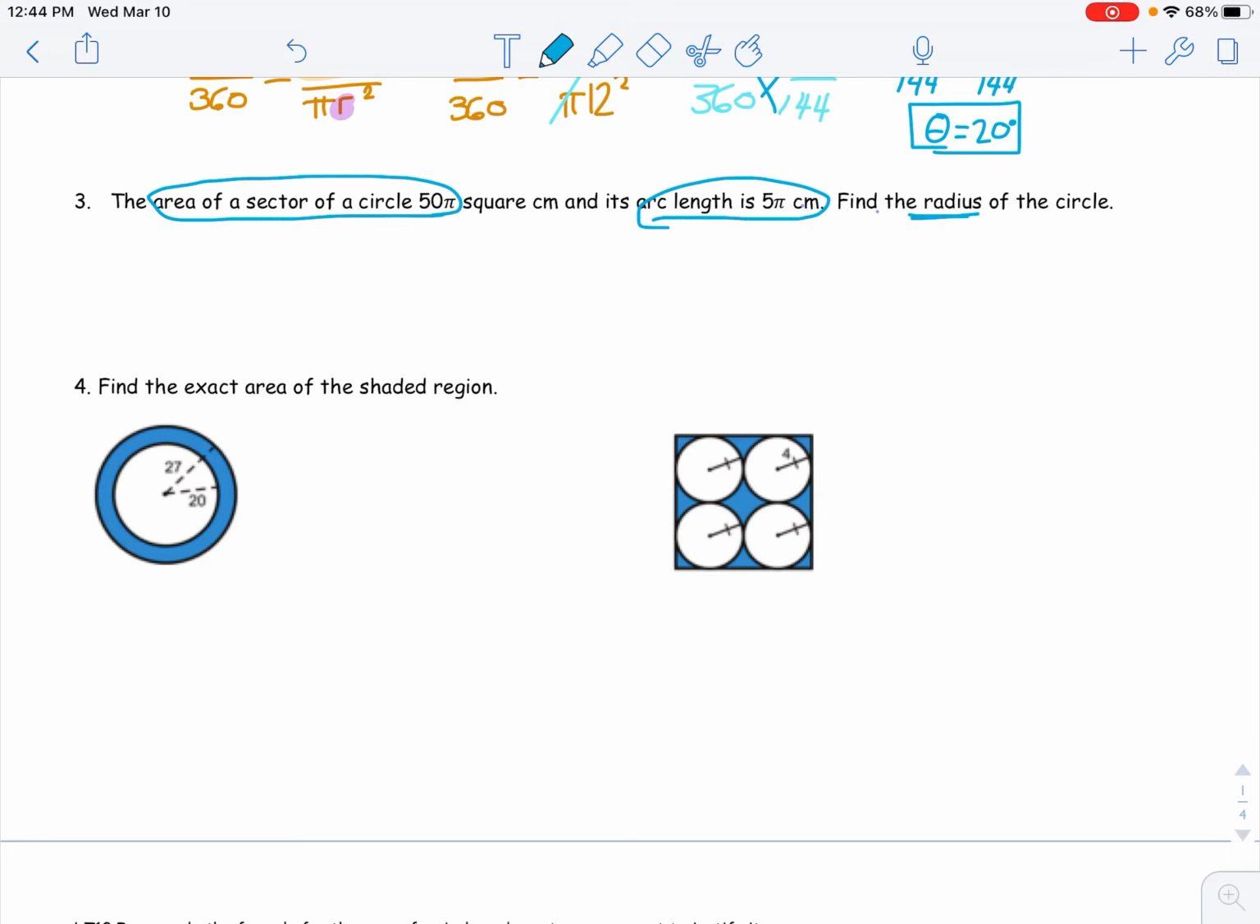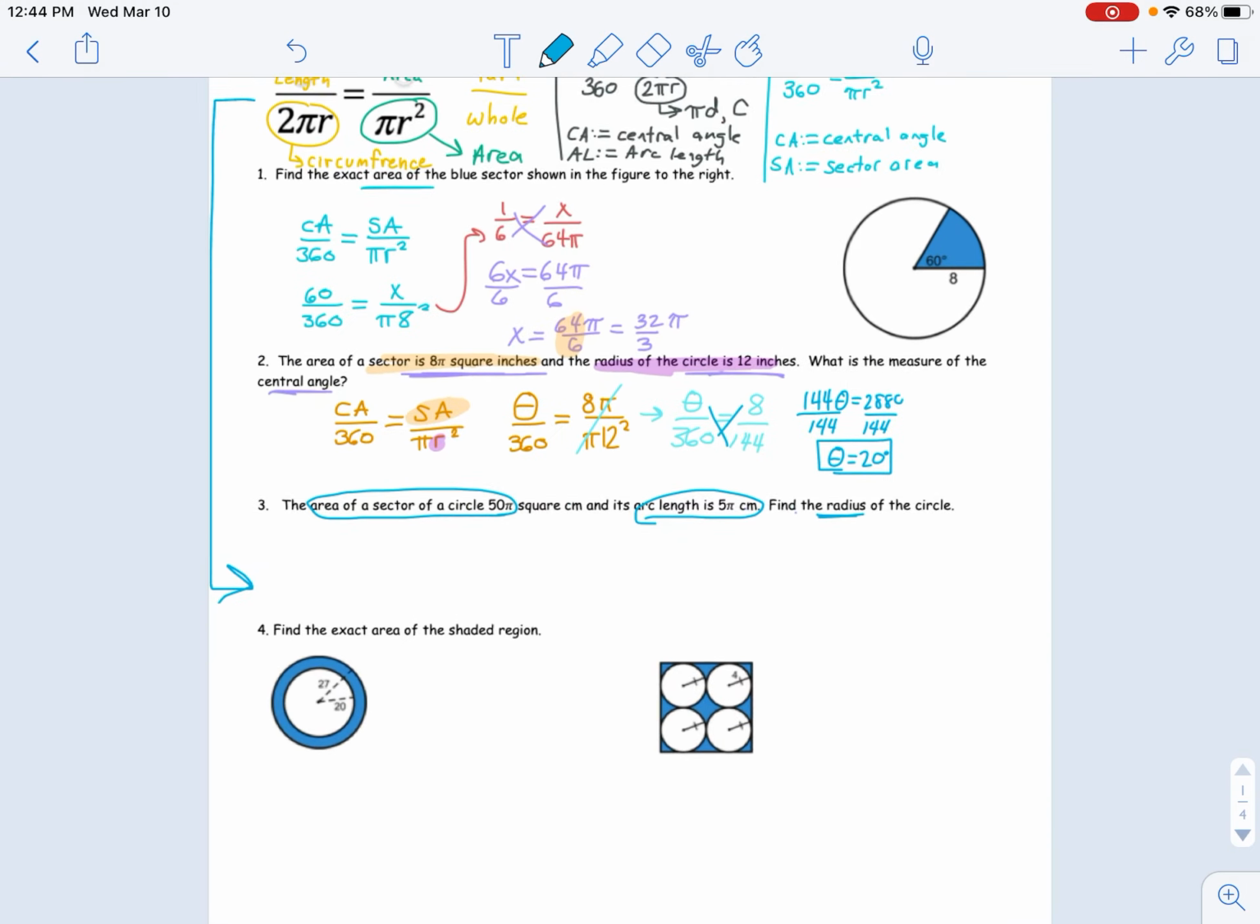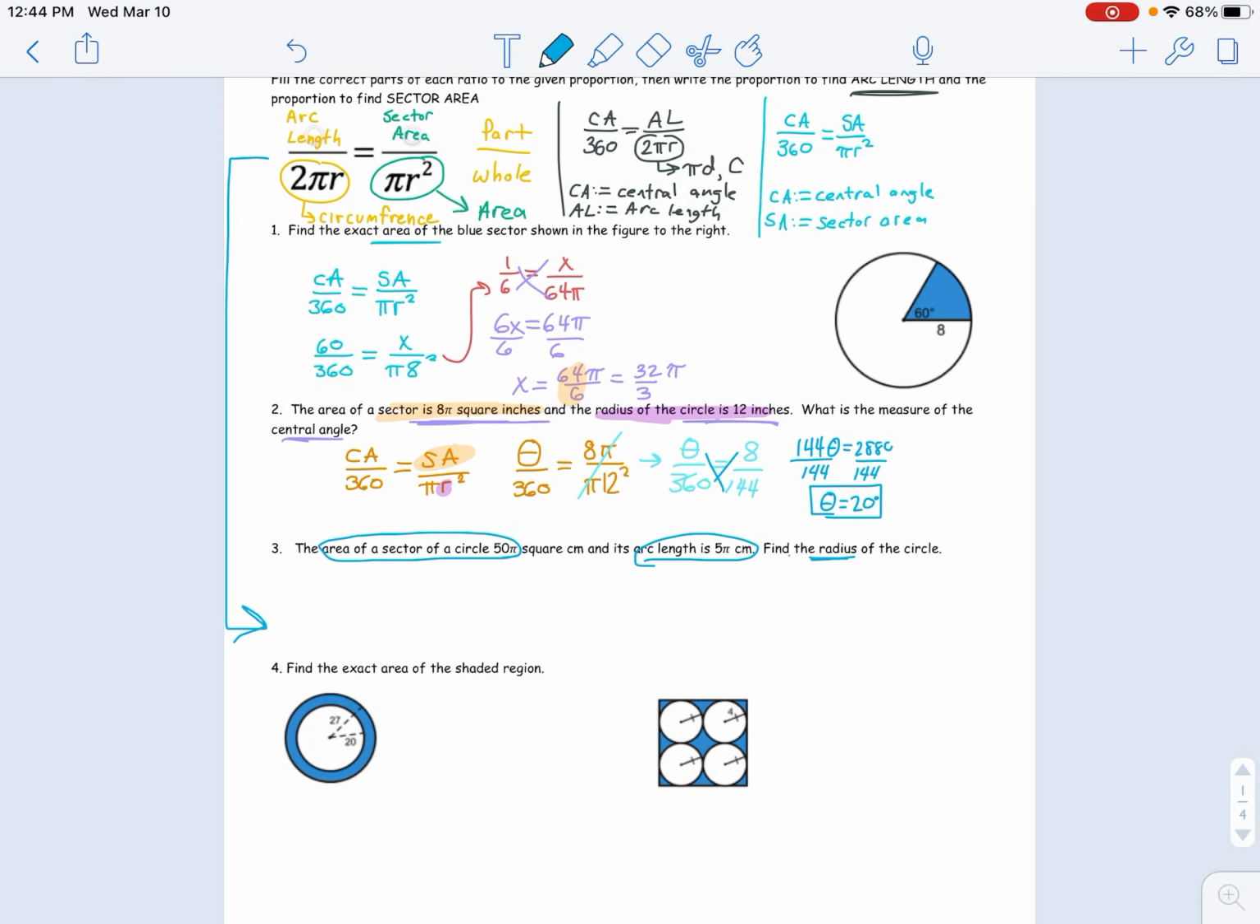Now we have to find the radius. Okay, so we actually have to use this first formula that we used up here. Let's write arc length over 2 pi r, and then sector area. Actually, it told me the arc length. Excuse me, time out. Let's just write the formula first, then we'll plug in everything. Arc length over 2 pi r equals sector area over pi r squared. All I did was rewrite the formula from the very top.